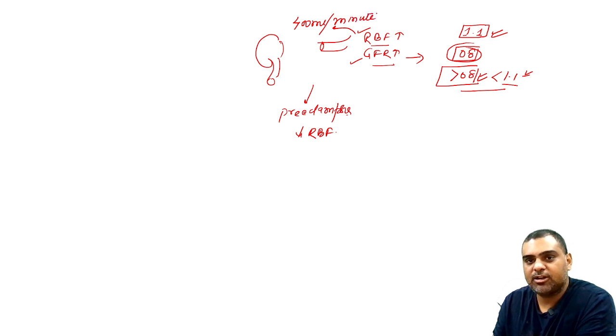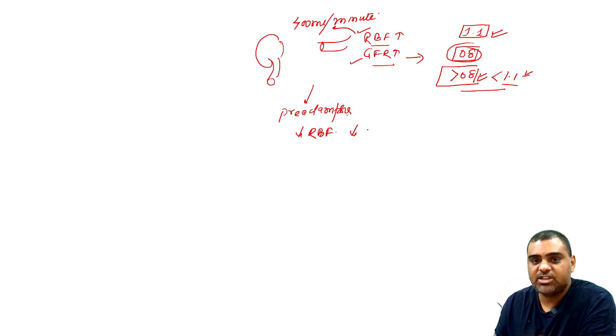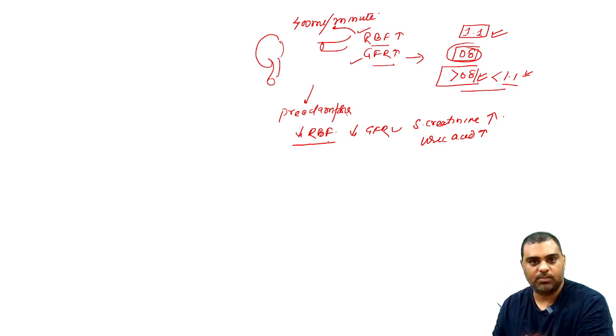400 ml per minute. In preeclampsia, there is decreased renal blood flow and decreased GFR. So serum creatinine increases, uric acid increases. They both increase, and there is decreased renal blood flow.